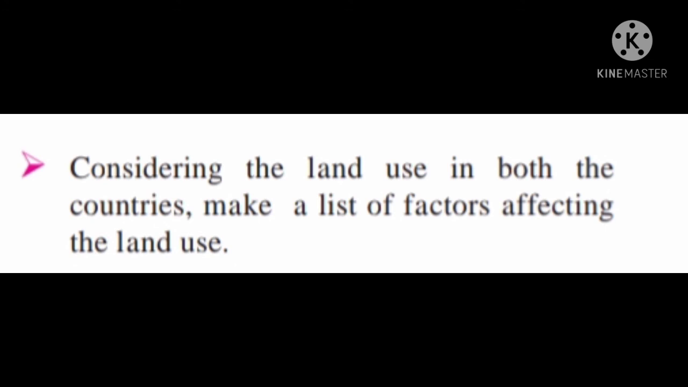Based on Japan and India, the following are the factors affecting land use. Number 1, location and site. Number 2, industrialization. Number 3, trade and commerce. Number 4, government policies. Number 5, climate. Number 6, irrigation facilities. Number 7, types of soil, and number 8, natural resources. There are a few more, like slope of land, technical advancement, and availability of resources.